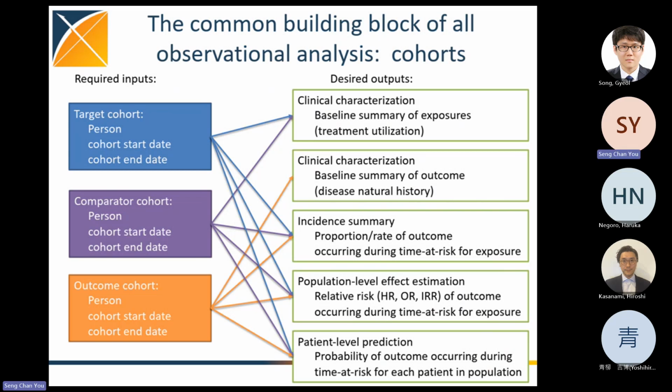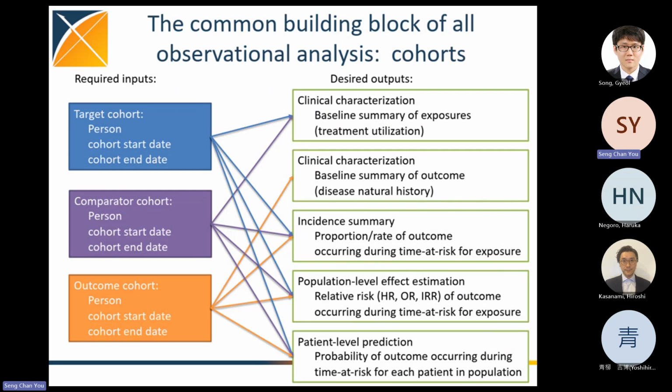If you combine the three cohorts, then you can do the population-level effect estimation, or you can compare the outcome rates between target and comparator. If you use only target and outcomes, then you can calculate the incidence among the Ticagrelor group, how many people will have acute myocardial infarction or bleeding events. That's the kind of incidence paper. If you only have the Ticagrelor group, or only the myocardial infarction group, then it will be characterized in the study. You can characterize the mean age or the distribution of age among patients with Ticagrelor or among patients with acute myocardial infarction.